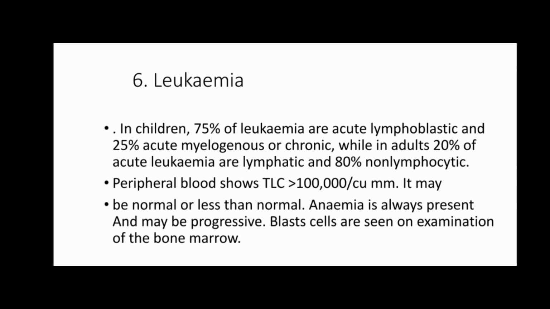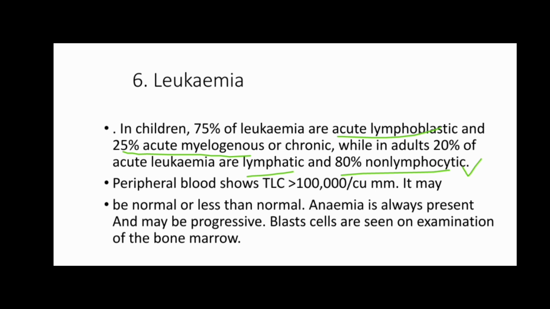And coming to leukemia. Leukemia may affect children and also adults. If it affects children, 75% of the leukemia is acute lymphoblastic and 25% is acute myelogenous or chronic. While in adults, 25% is lymphatic and 80% is non-lymphatic.